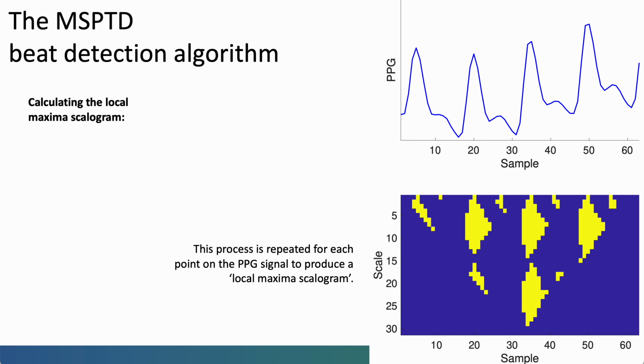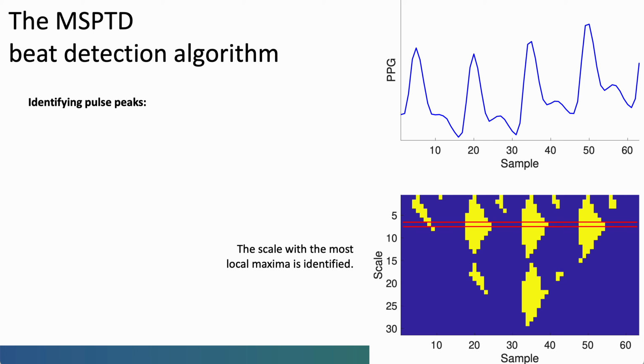We repeat this process for all the points on the signal, and now we can see a blob corresponding to each pulse wave. Note, it doesn't work so well at the start of the signal. We can then identify pulse peaks by firstly identifying the scale with the most local maxima. That's the row that has the most yellow entries. And then identifying peaks as points, i.e. columns on the scaleogram, which are all local maxima up until that scale.